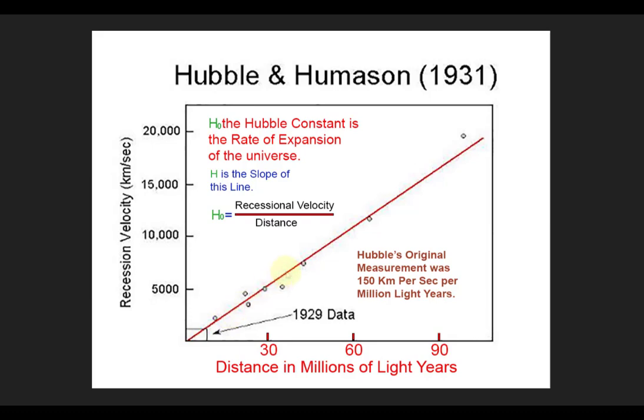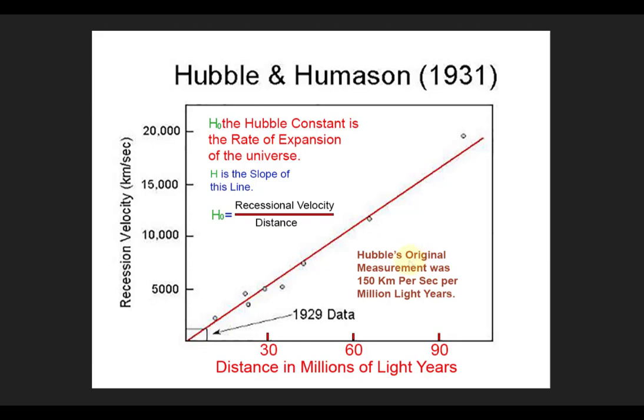Remember, the slope of this line is rise over run. So the rise can be right over here, there's the rise, and this is the run. If you look at this line here, we say, okay, this is about 10,000 kilometers per second, and we go down, that's about 60 million light years away. So something that is 60 million light years away would have a recessional velocity of 10,000 kilometers per second. So the farther the galaxy was, the faster it was moving away.